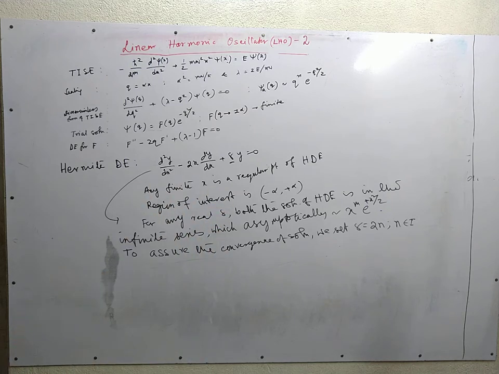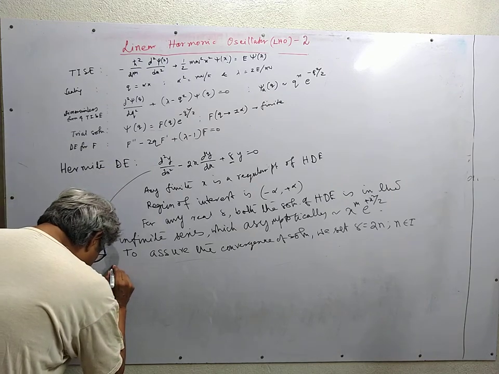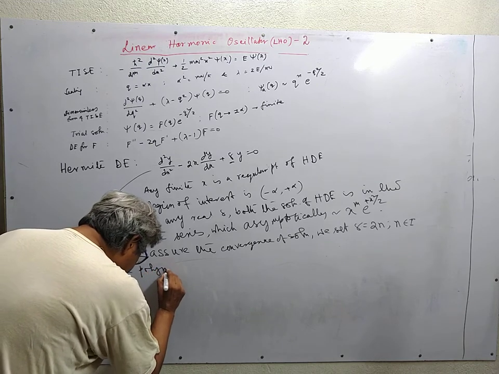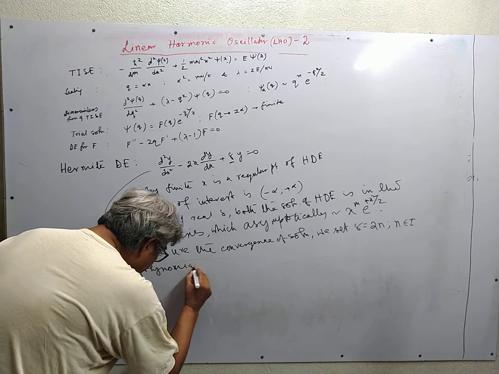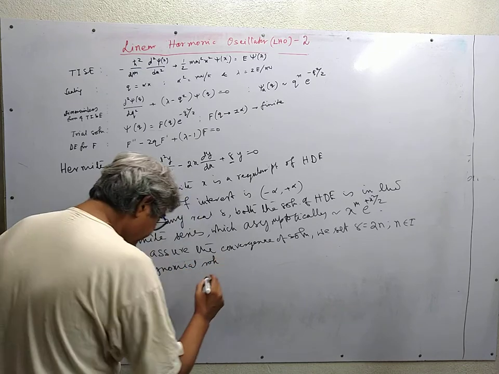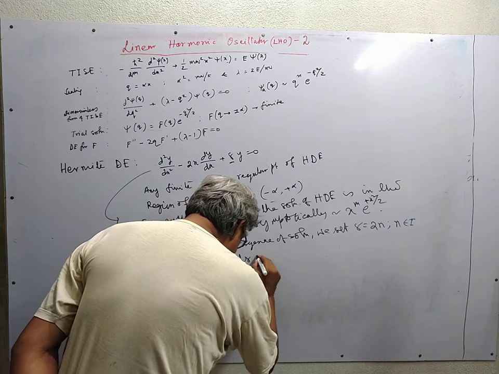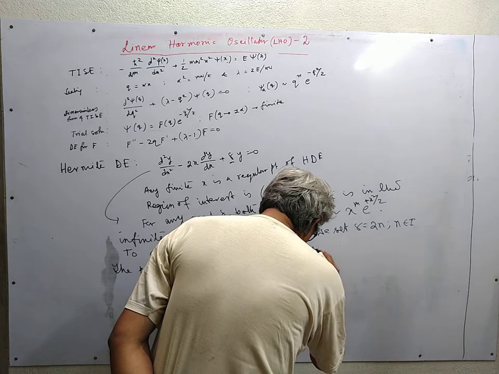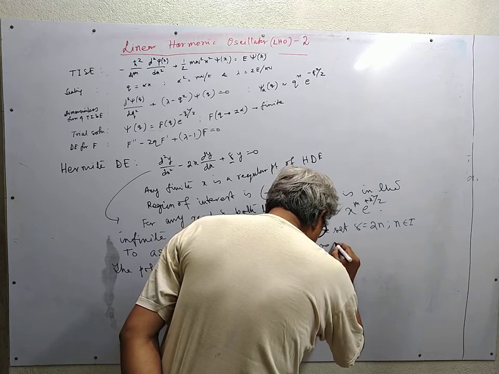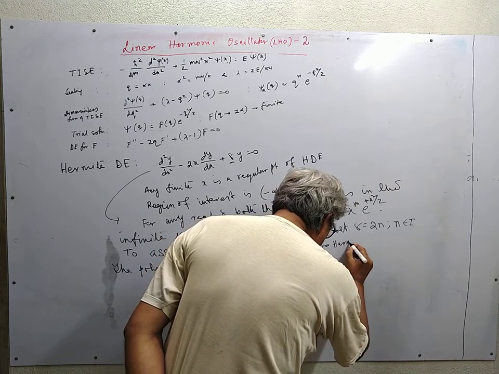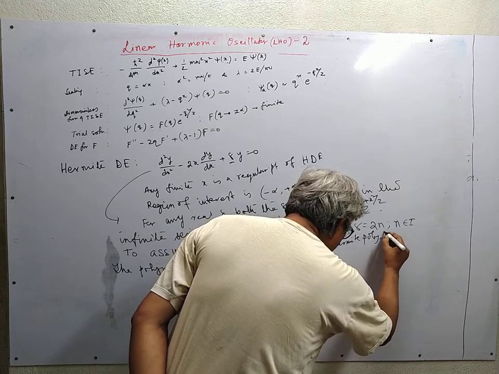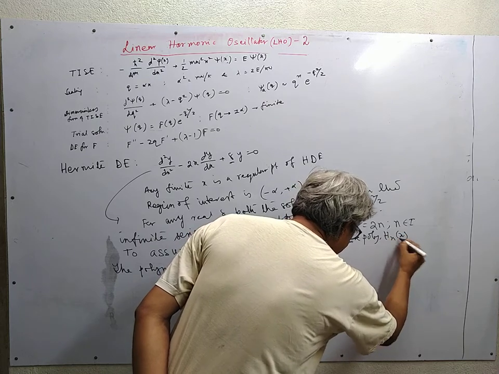So the polynomial solution of order n is known as the Hermite polynomial, H n of x.